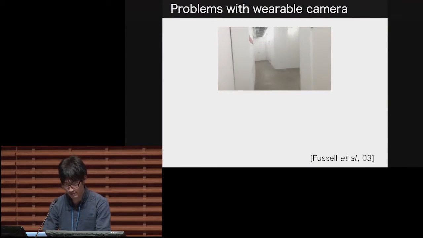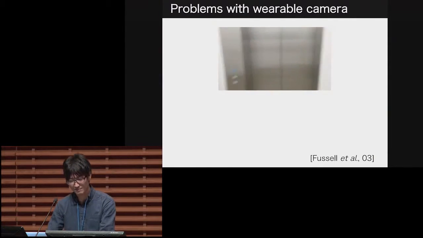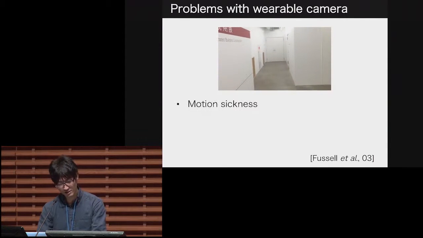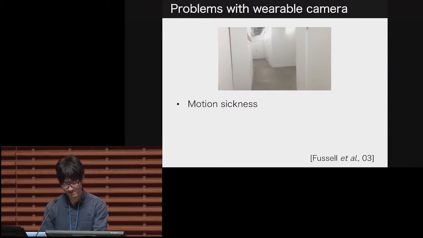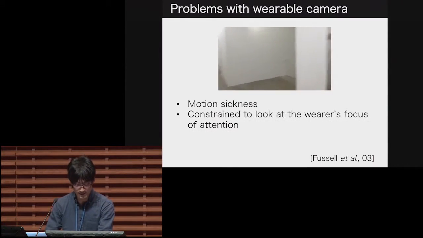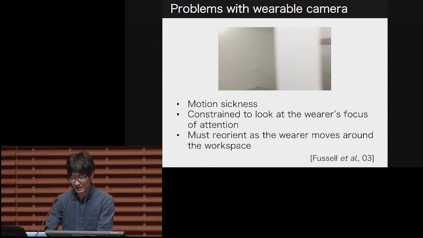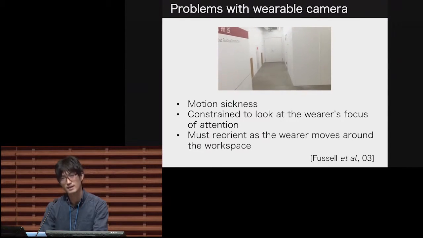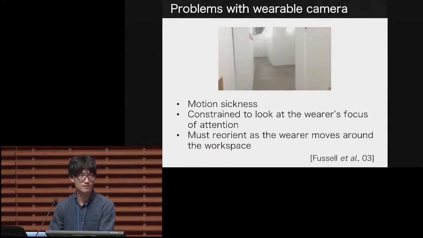This video is captured by a wearable head-mounted camera. As you can see, a video from a wearable camera is always shaky due to the wearer's head motion. So it might cause motion sickness. Moreover, the view is limited by the wearer's head orientation. So the viewer is constrained to look at the wearer's focus of attention, and they must reorient as the wearer moves along the workspace. This makes it difficult to understand the situation and prevents effective remote collaboration.